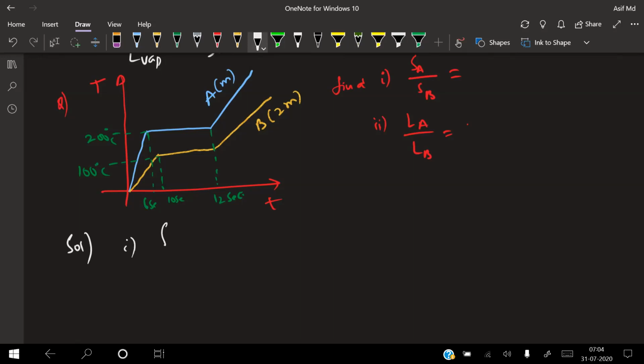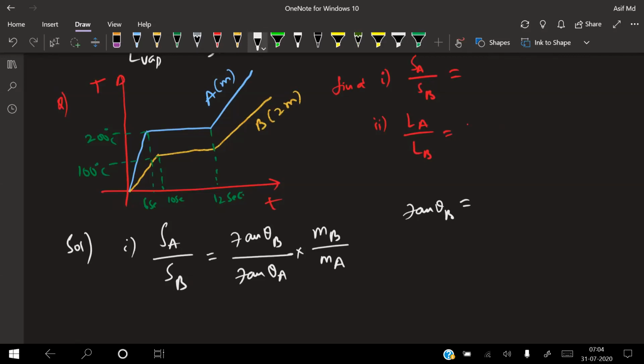So for the first question, specific heat of A divided by specific heat of B is equal to tan theta of B divided by tan theta of A, into mass of B divided by mass of A. Now what is the tan theta of A, beta? B is nothing but down. What is the y-axis?